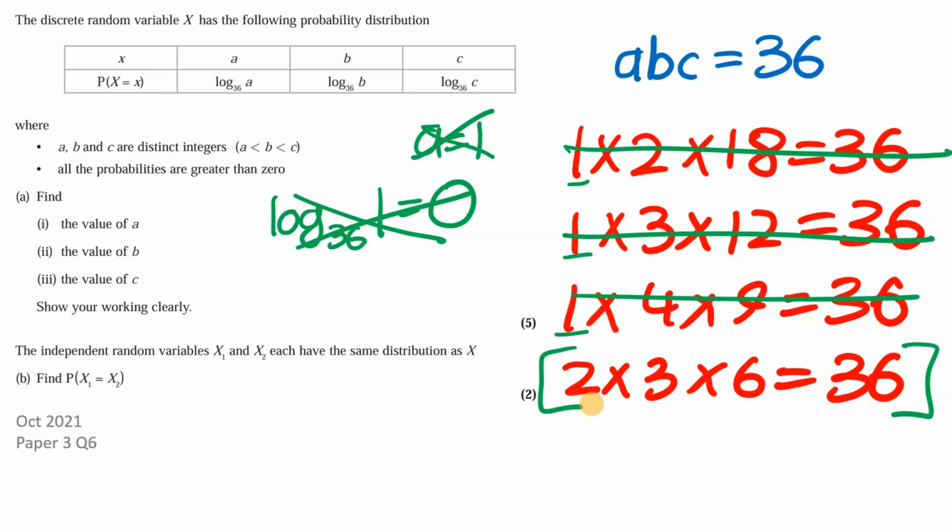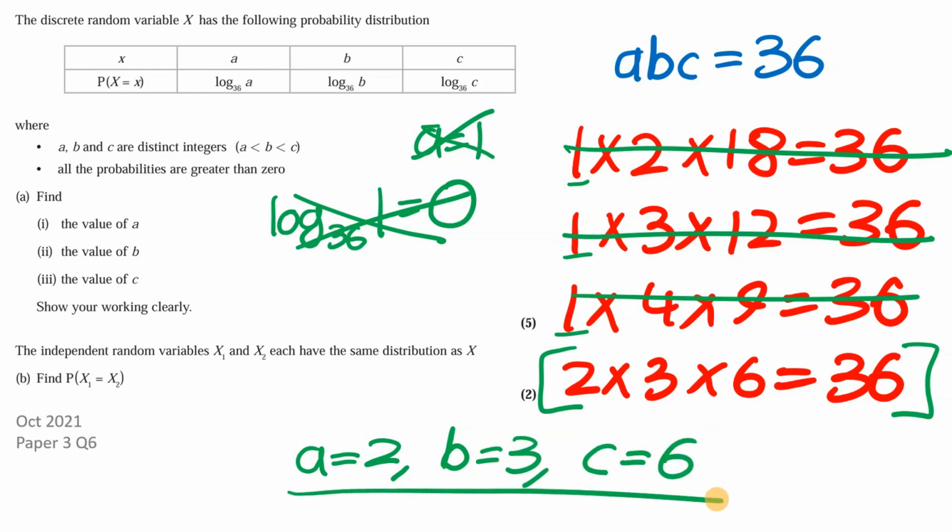2 times 3 times 6 is equal to 36, okay? Now, we are told that C is the biggest, B is the middle, and A is the smallest. So therefore, we can figure out here that A is equal to 2, B is equal to 3, and C is equal to 6. And these are the values of A, B, and C. I accept that this is quite a difficult question. You have to think about it quite a lot in order to get these three numbers, but this is the correct answer.